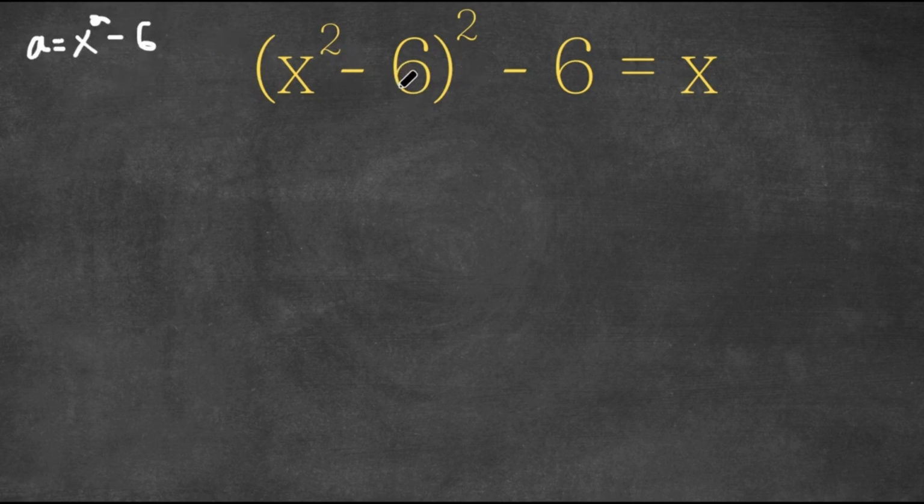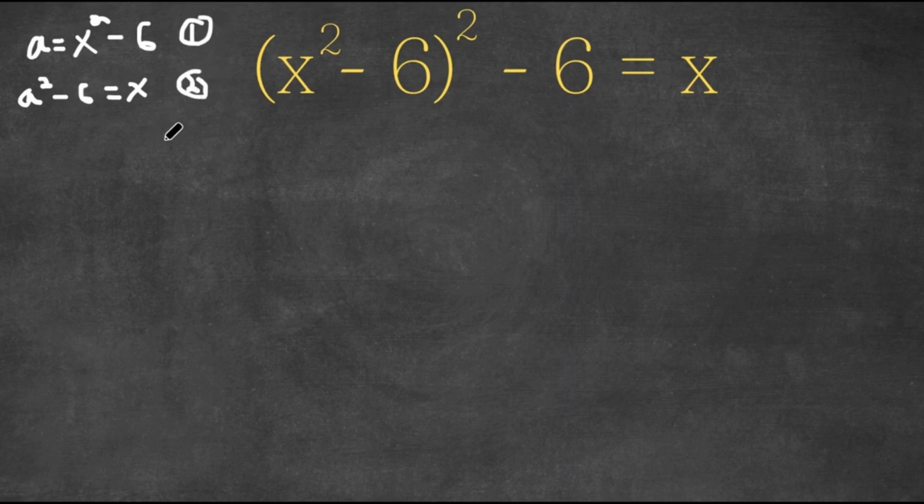And if we substitute in a for x squared minus 6, our equation would be a squared minus 6 is equal to x. So now let's say this is equation 1 and this is equation 2.